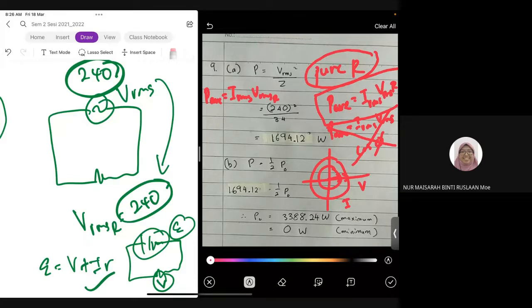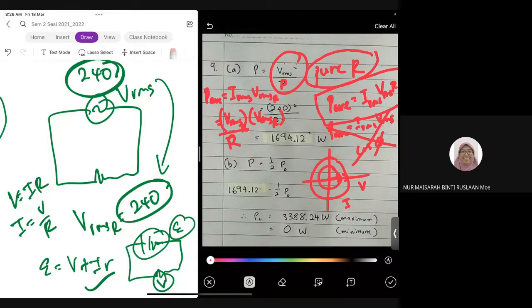So you dah ada VRMSR which is 240. But I don't have IRMS. But I know that V equals to IR. So I sama dengan V over R lah. So we akan dapat VRMS over R. So ini R punya jugalah sebab R kan. So VRMS R. So dapatlah formula yang ini. Ini R, ni R. VRMS squared R.